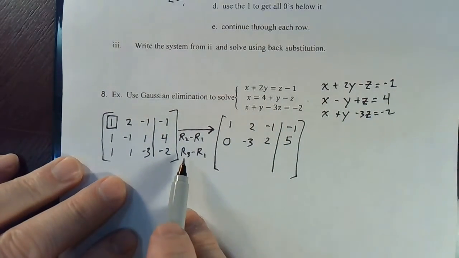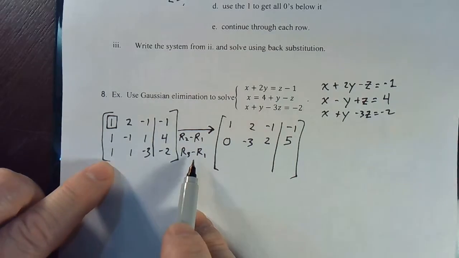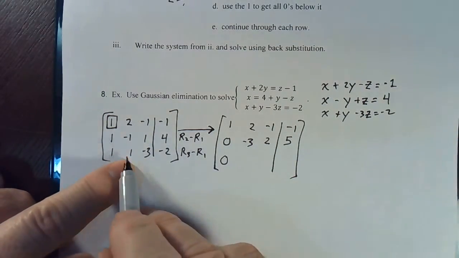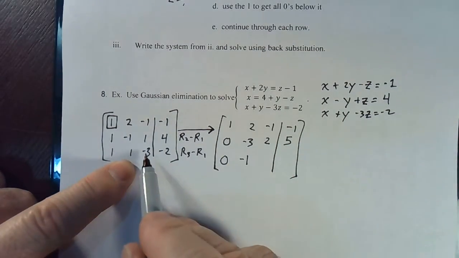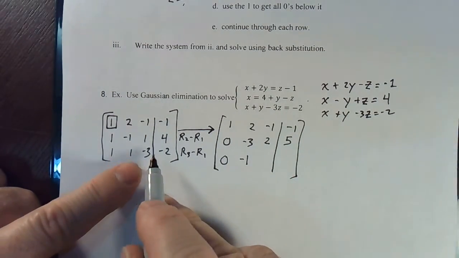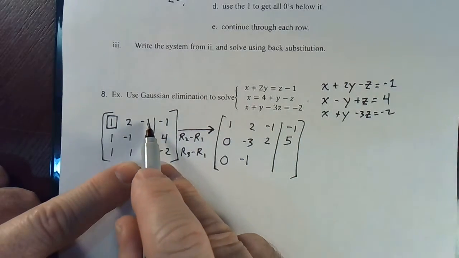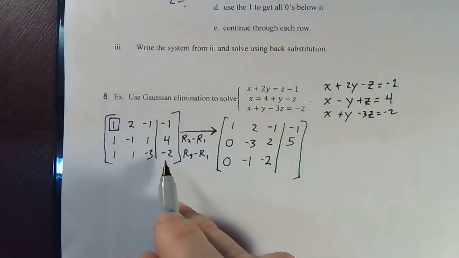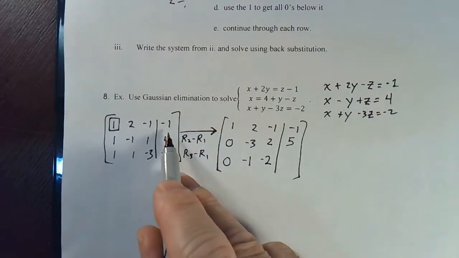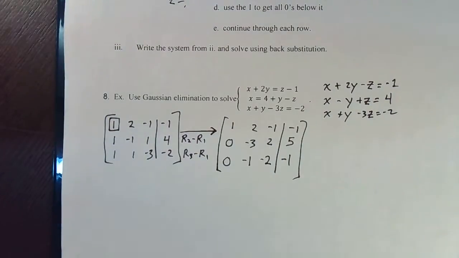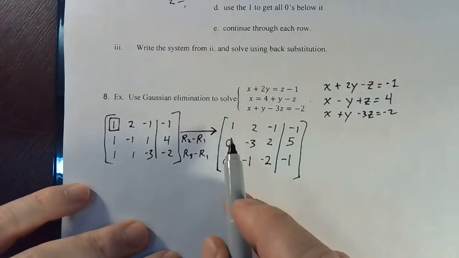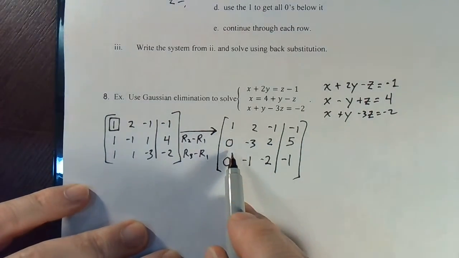Bottom row, we need to do row 3 minus row 1 in order to give us a 0 here. 1 minus 1 is a 0. 1 minus 2 is a negative 1. Negative 3 minus negative 1, that's negative 3 plus 1, which is negative 2. And negative 2 minus negative 1 is negative 2 plus 1, which gives us negative 1. Okay, so great. We got this 1, we got zeros below it.